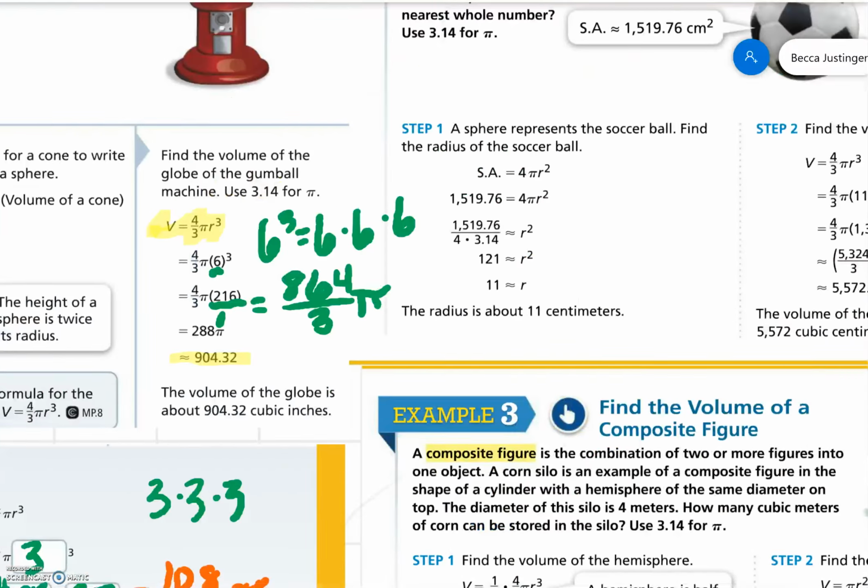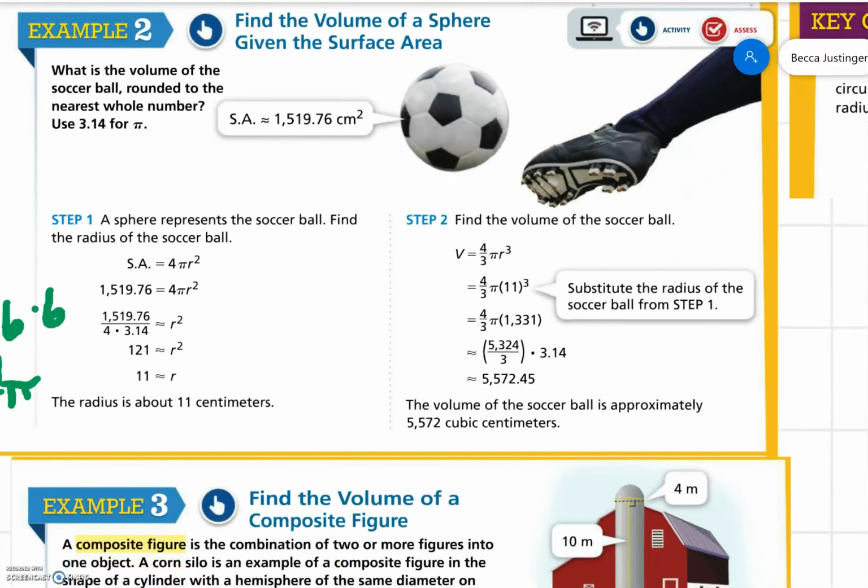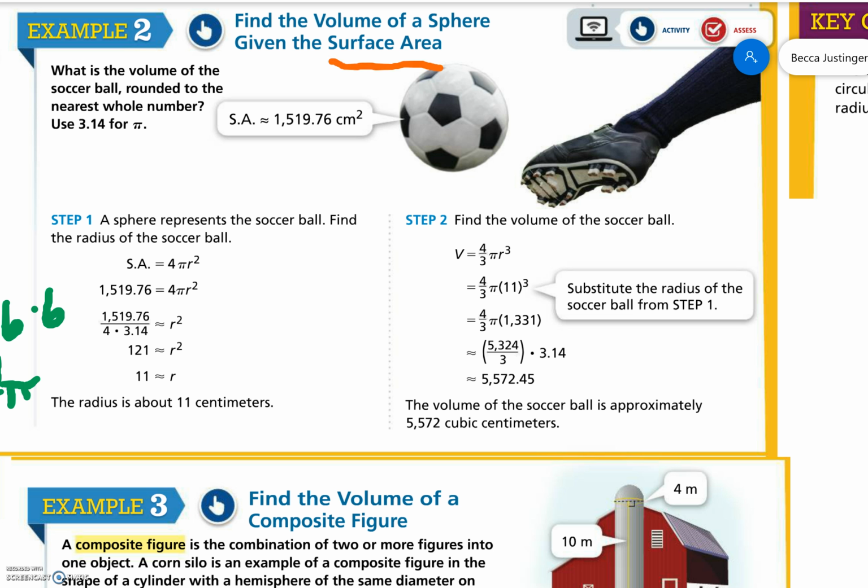Okay, example number 2. Find the volume of a sphere given the surface area. What is the volume of a soccer ball rounded to the nearest whole number? Use 3.14 for pi. So this is a couple more steps. So this goes back to surface area like we talked about. Remember that surface area, here's the formula for surface area, and we need to work backwards.